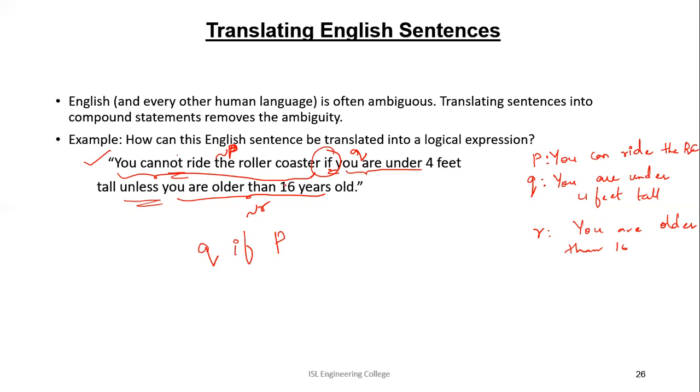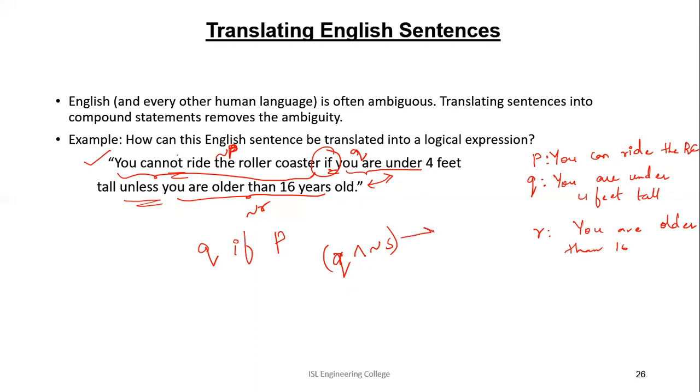So if you are lesser than 16 and if you are under 4 feet tall, then you cannot ride the roller coaster. And also you have to remember that both of these conditions should be true together. So if you notice, this entire thing including 4 feet tall and 16 years old is R, Q and S. Okay, why are we using and? Because both of the conditions should be true if you want to ride the roller coaster.